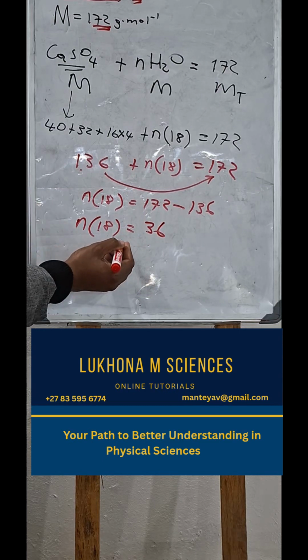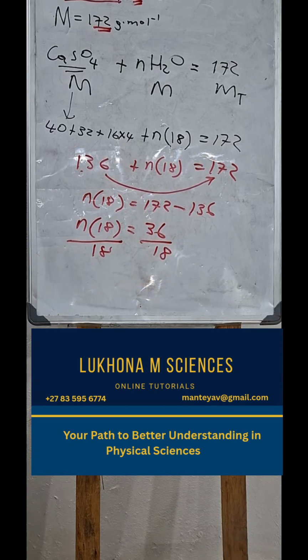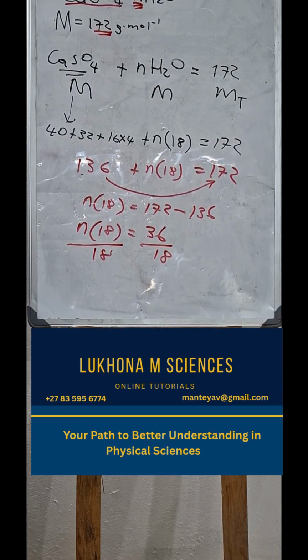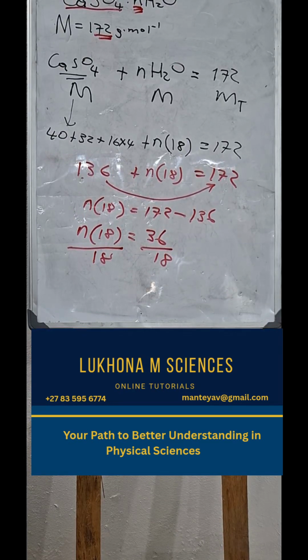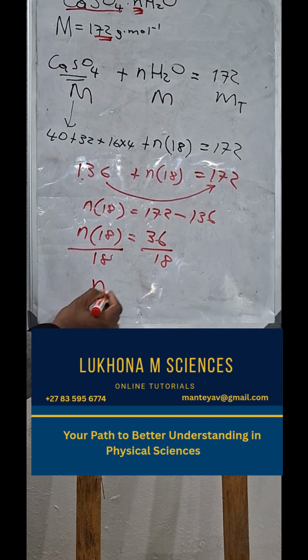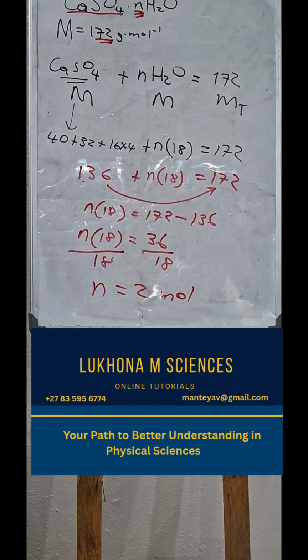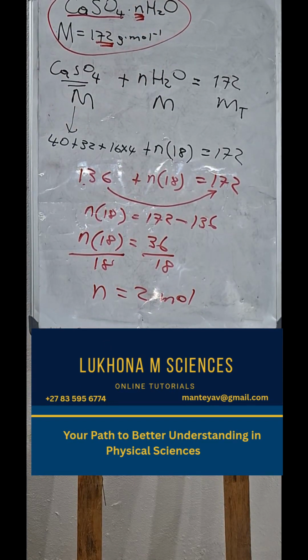Then we divide by 18, divide by 18. We get the answer 2. So N is equal to 2, which means we have 2 moles of H2O in this compound. 2 moles of H2O. So that's how it goes.